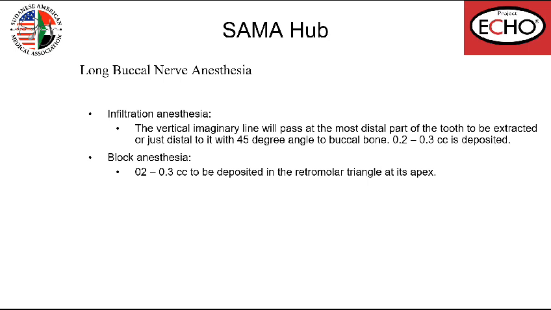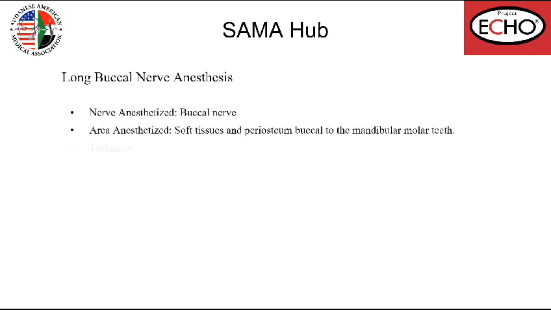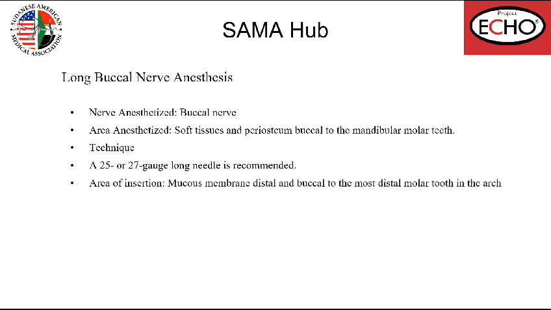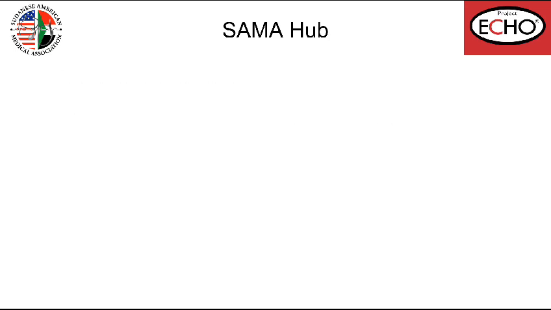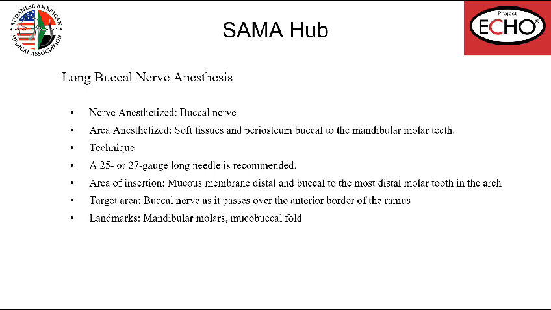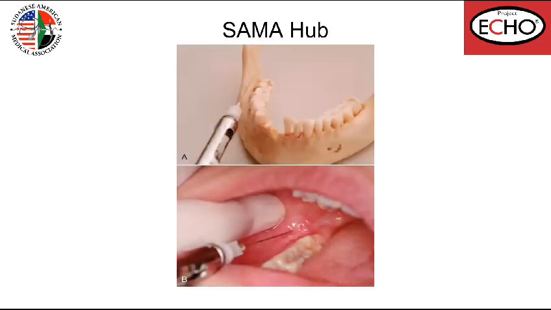Let's say buccal and distal to the last molar. Nerve to be anesthetized is the buccal nerve. Area to be anesthetized, soft tissues and periosteum buccal to the mandibular molar teeth. The technique: 25 or 27 long needle is recommended. Area of insertion, mucous membrane distal and buccal to the most distal molar tooth in the arch. Target area, buccal nerve as it passes over the anterior border of the ramus, and landmark mandibular molars and mucobuccal fold.